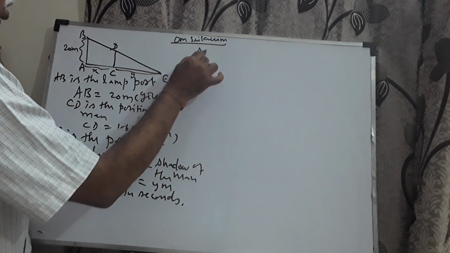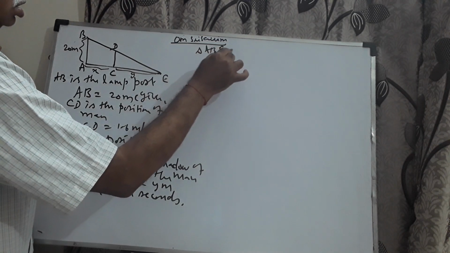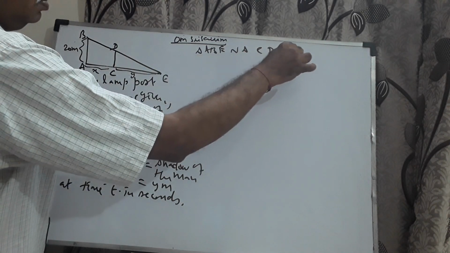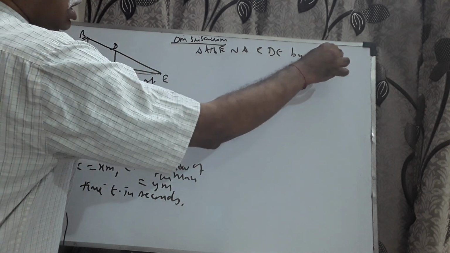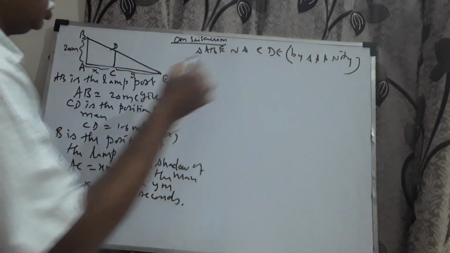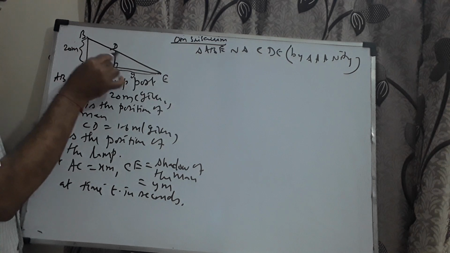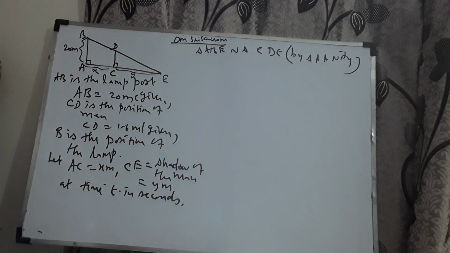Now triangle ABE is similar to triangle CDE by AAA similarity. I am not going to give much importance to these things. The angles at A and C are 90 degrees, these are corresponding angles, and E is the common angle. Since those two are similar, I am going to use that.